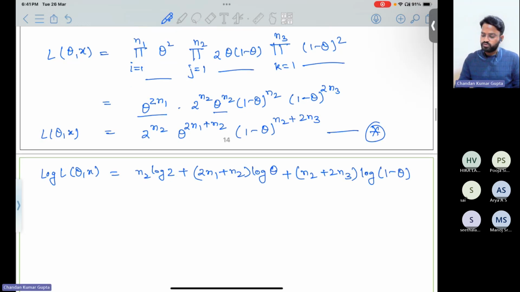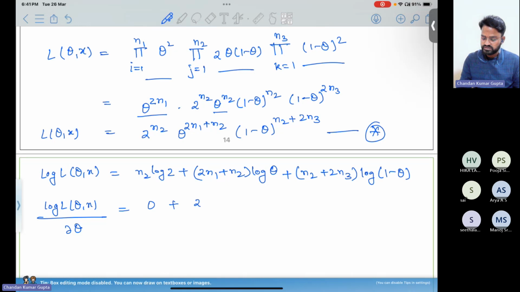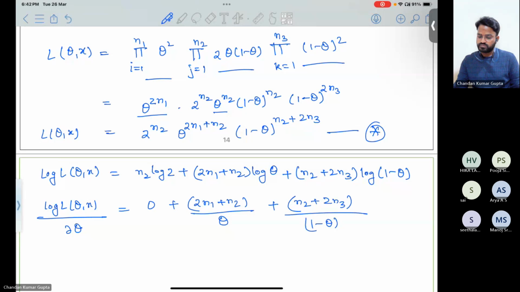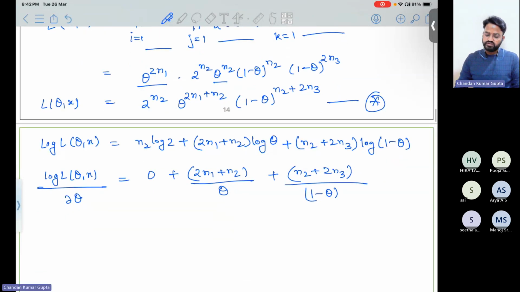Now differentiate this log likelihood function with respect to theta. We will get 0 plus (2n1 plus n2) upon theta plus (n2 plus 2n3) upon 1 minus theta. So this is our log likelihood equation. Sir, 1 minus theta is again differentiated, it comes out to be minus 1. Okay, minus one. Is it okay up to this point?